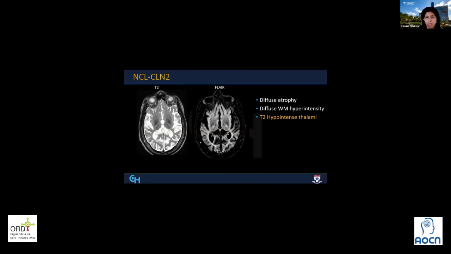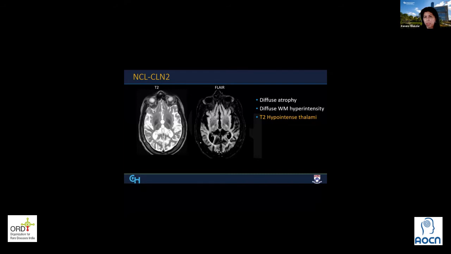And you can see the manifestations of diffuse volume loss, the atrophy. There is diffuse white matter hyperintensity on these FLAIR images. FLAIR images, think of it as the brain, which looks like T2, the brain parenchyma, but the CSF is suppressed and is going to be dark. That's why you can look at the bright signal adjacent to the ventricles, which may sometimes be difficult on the T2-weighted sequences.